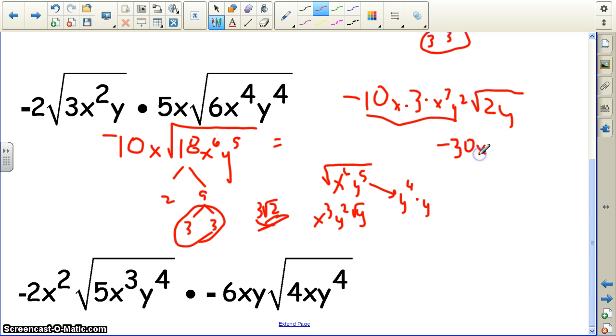My x to the 3rd times x, so x to the 4th, times y squared. Underneath my radical is 2. And I apologize for my handwriting. I'm trying to do this with the little pad here on my laptop. So, and that's it for that one.